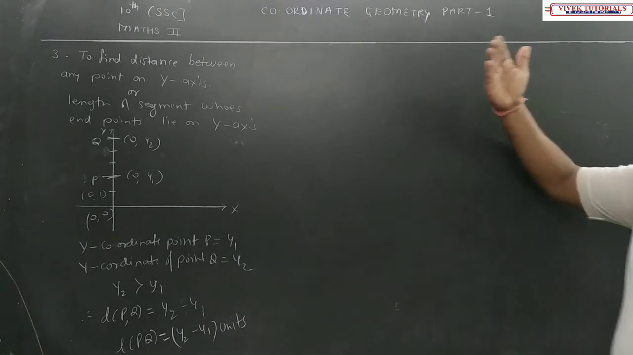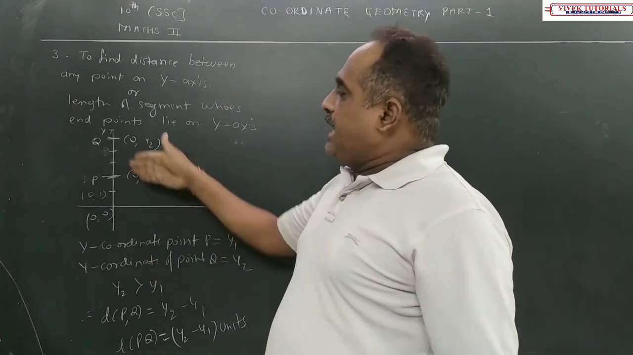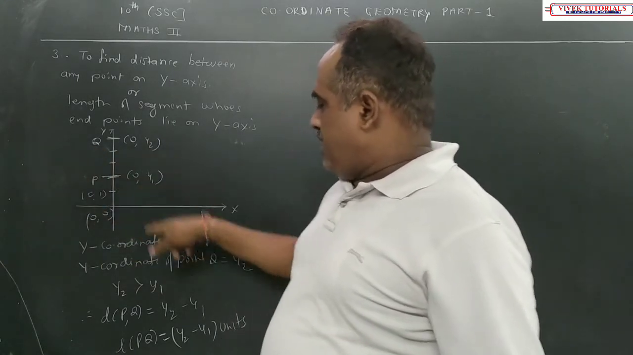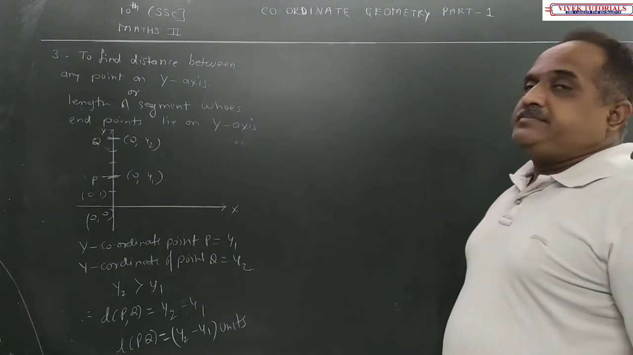The same way, on x-axis, if the segment is there, it is x2 minus x1. Here, if the points are there on y-axis, it will be y2 minus y1. Okay?